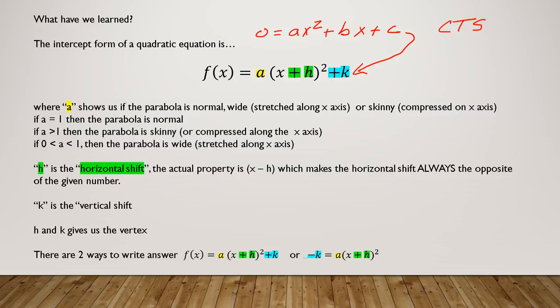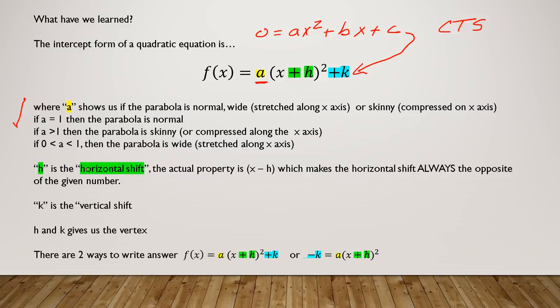The a, what does a tell us? A tells us what it looks like. Is it going to be wide? Is it going to be skinny? Is it going to be opening downward? Is it going to be opening upward? That's what a tells us. And the a will always be in front of the parentheses. If there's nothing there, it's 1, which means it's a basic model.